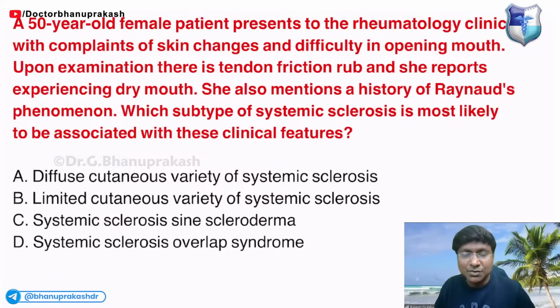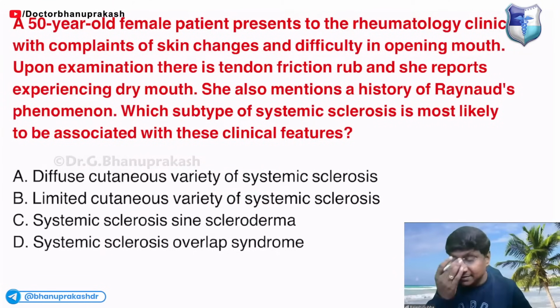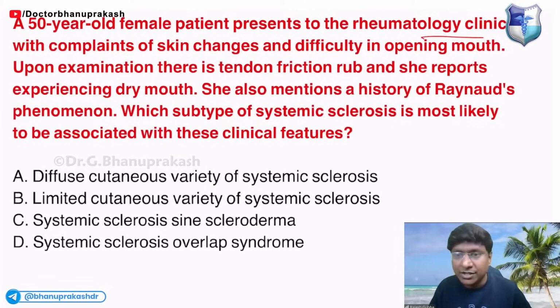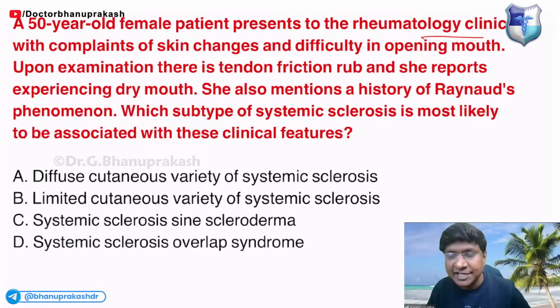Okay, we'll move on to the next topic, that is systemic sclerosis. Yes, answer this question. We have a 50-year-old female patient presenting to the rheumatology clinic with complaints of skin changes and difficulty in opening the mouth. Upon examination, there is a tendon friction rub and she reports experiencing dry mouth. She also mentions a history of Raynaud's phenomenon. Which subtype of systemic sclerosis is most likely to be associated in this patient?